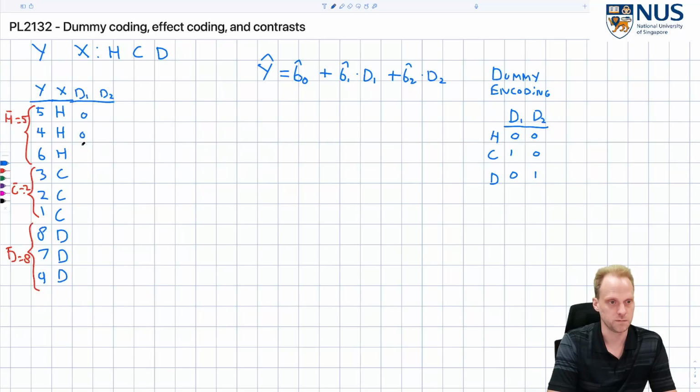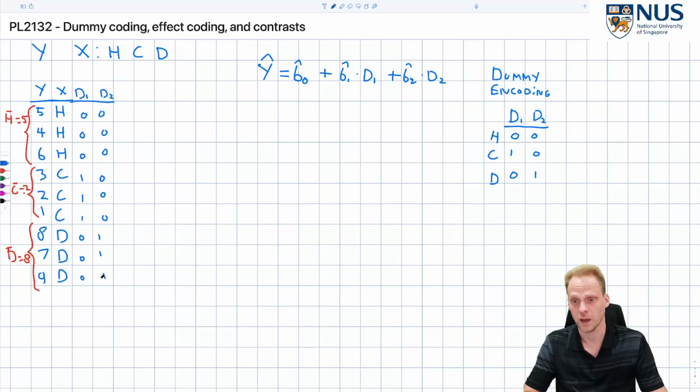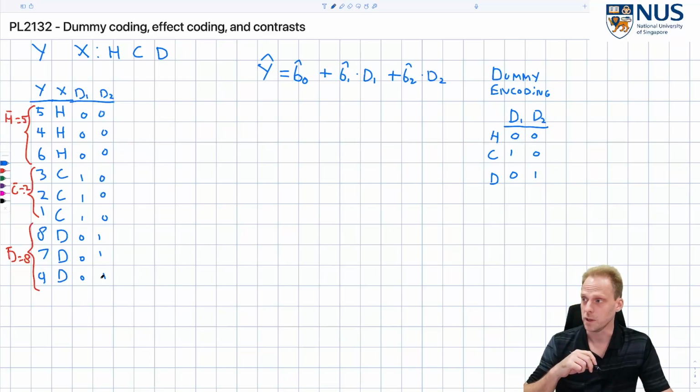That is 0 on both for hamsters. For cats, the first one is 1 and the second one is 0. And for dogs, the second one is 1, and the first one is 0. That's what we call the dummy encoding.